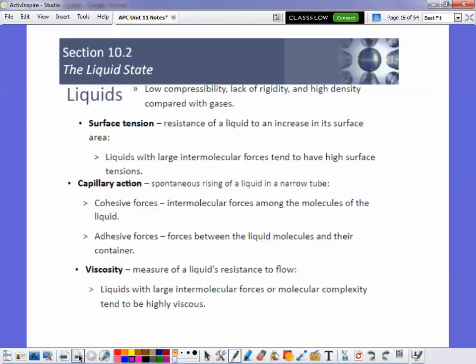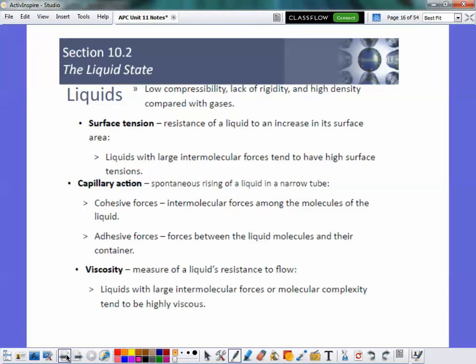All right. So last little bit, you can read through this. This is just how intermolecular forces influence things like surface tension, something called capillary action, and viscosity. Surface tension is essentially the resistance of a liquid to increase its surface area. Typically, liquids with strong intermolecular forces have high surface tensions.